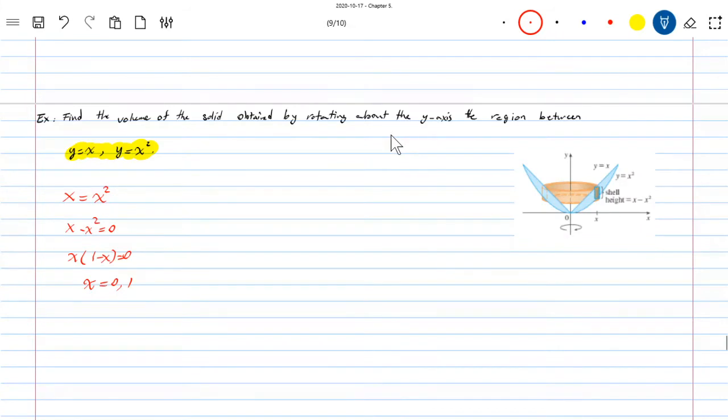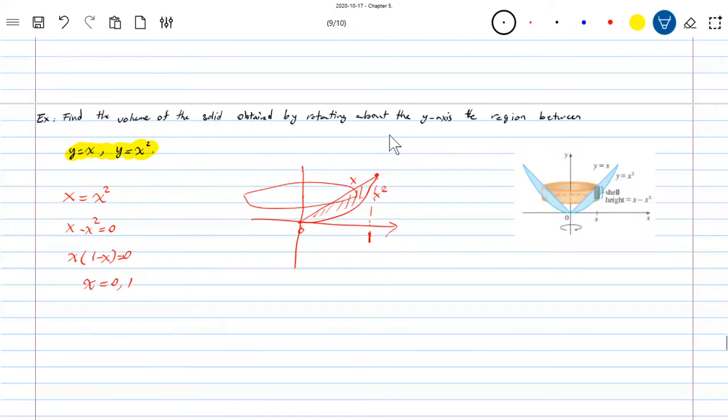Whatever these two functions look like, here is y equal to x, here is y equal to x squared. This is x squared, this is x. The starting point is 0 and it ends at 1. This is the x coordinate of the intersection point. So what are we rotating? We're rotating this area about the y-axis. What you should notice is the radius is still x. If I pick x to be here, this radius is still fixed x.